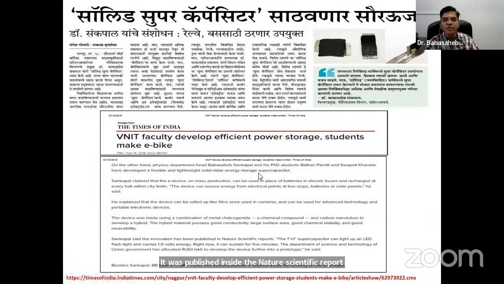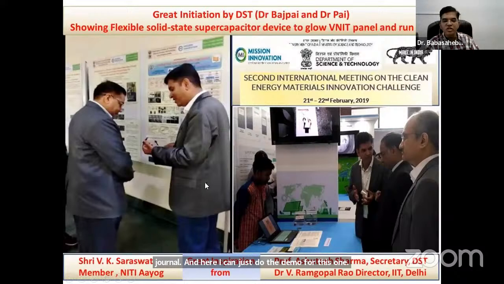This was also made in the paper. Also, I have demonstrated this one at DST. They called for the meeting, and they gave us the booth. I showed this to the NITI Aayog member Saraswat, Secretary DST Ashutosh Sharmaji, as well as Ram Gopal Rao, Director IIT Delhi, and we demonstrated this working model.